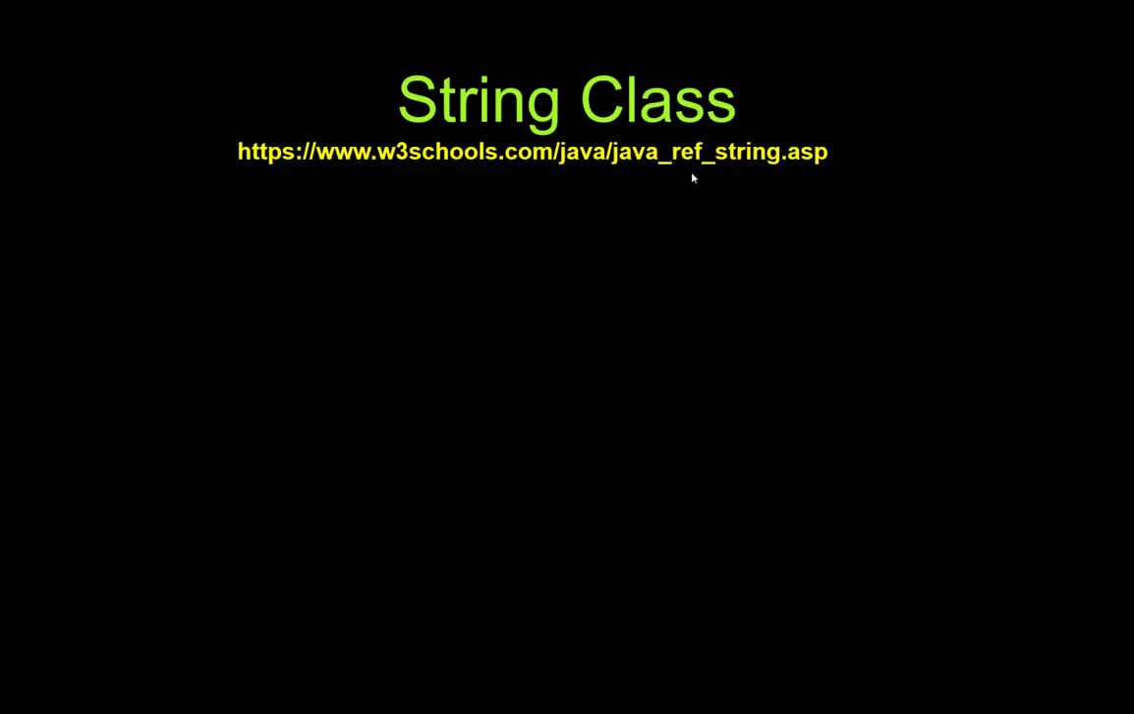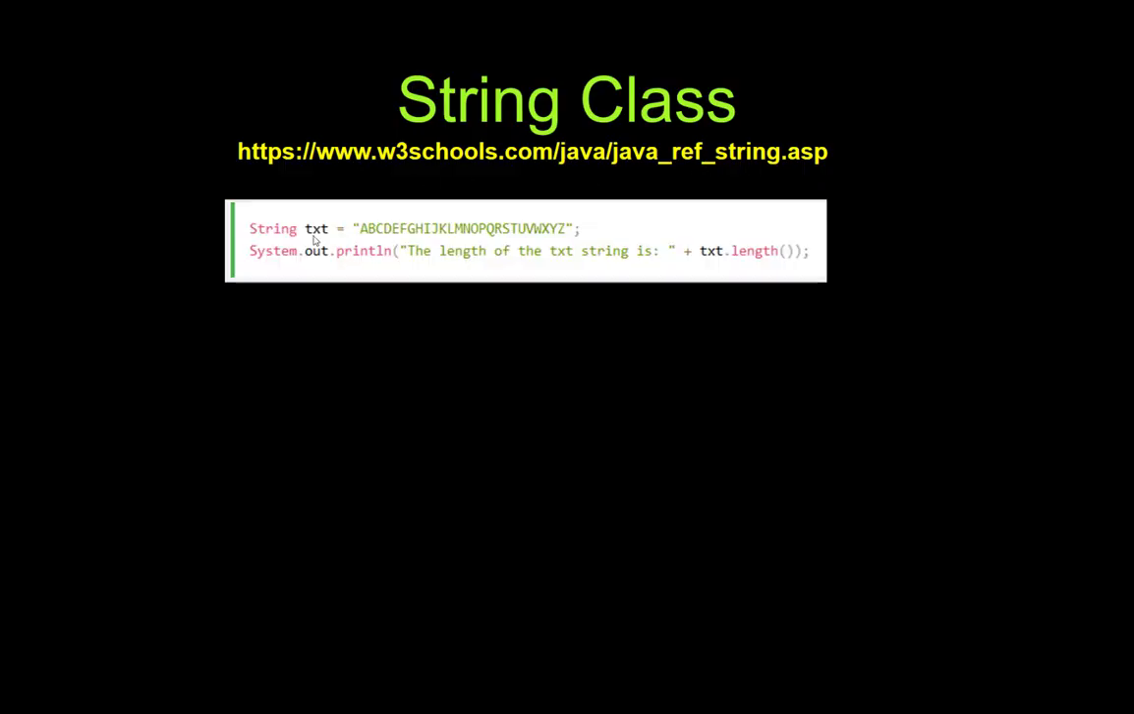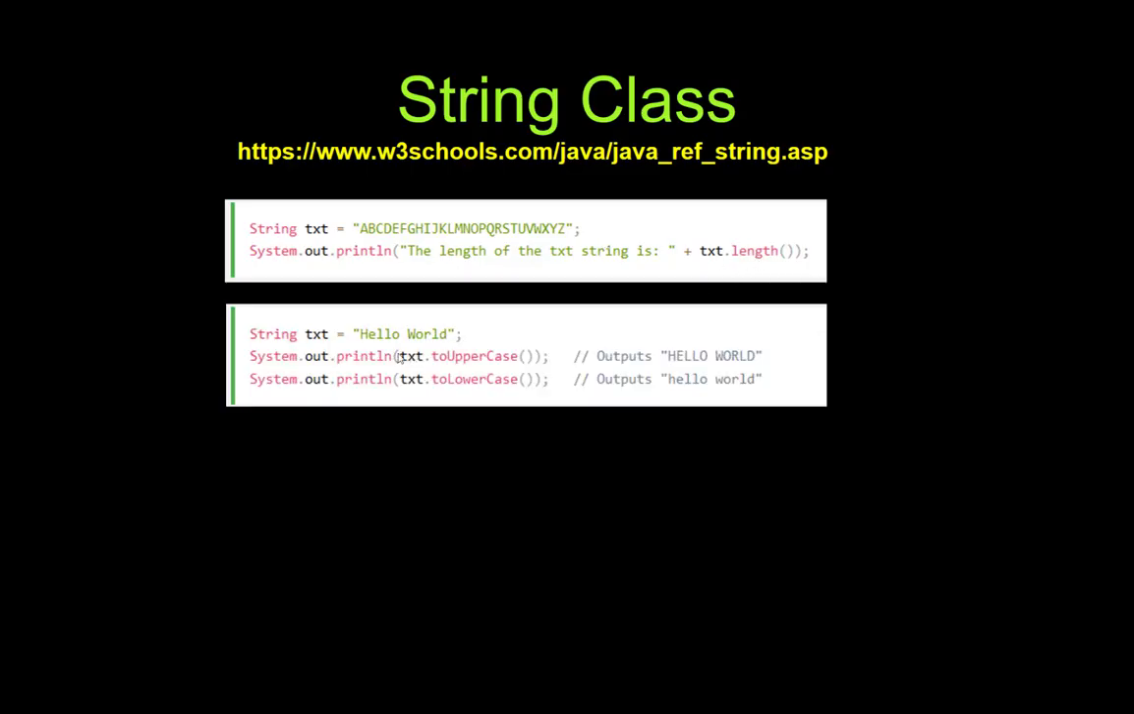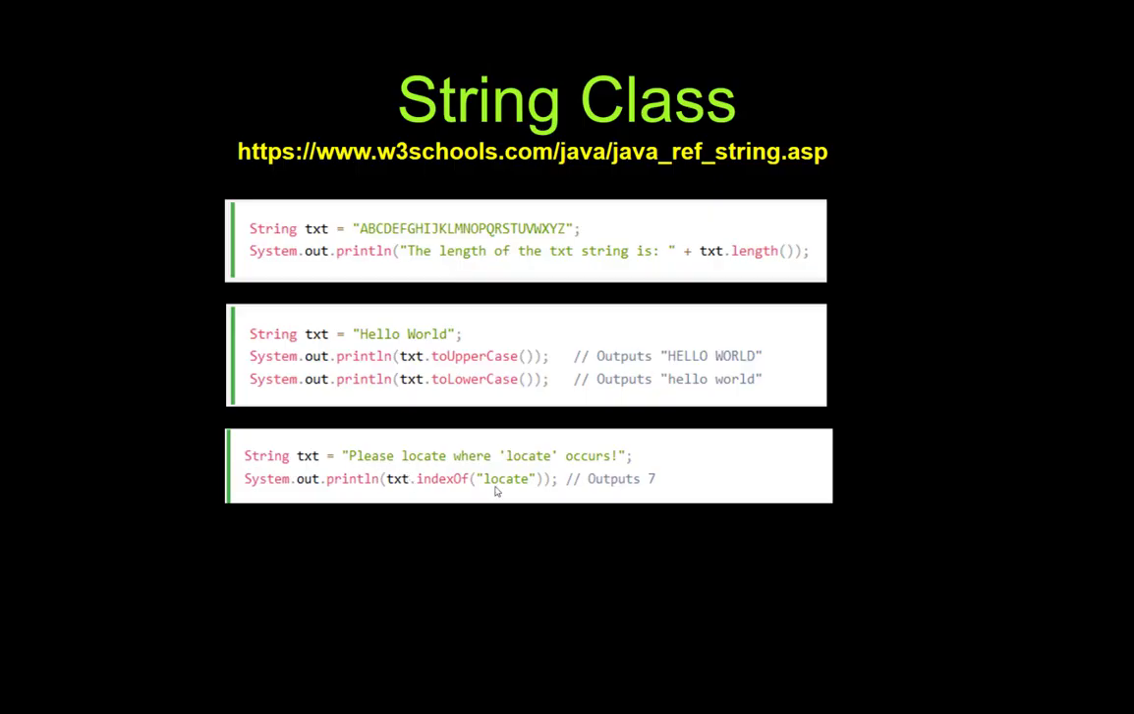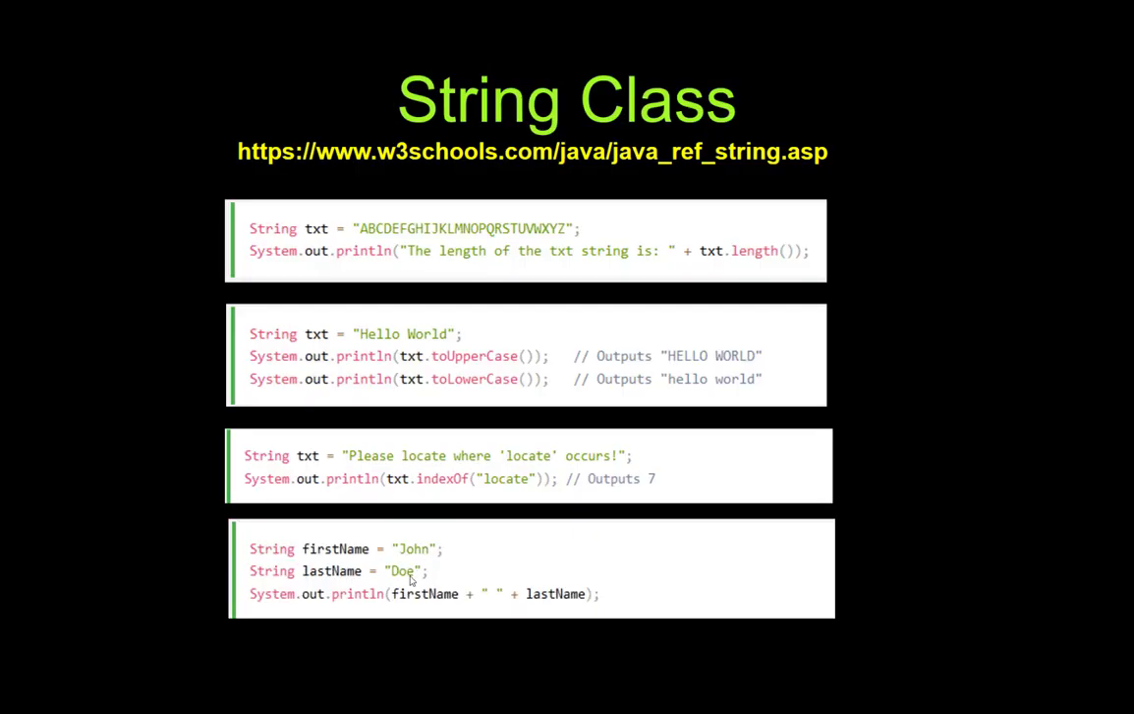You can refer to this web page for more details. Text is a string ABC until Z. Length is a method that you can call to find out the length of a string. You can also convert hello world to all uppercase to be like this, or to all lowercase to look like this. You can also find out the index of a particular string. In this case, locate is at position number 7: 0, 1, 2, 3, 4, 5, 6, 7. So locate starts at position 7. You can also concatenate two strings, so first name, space, last name.